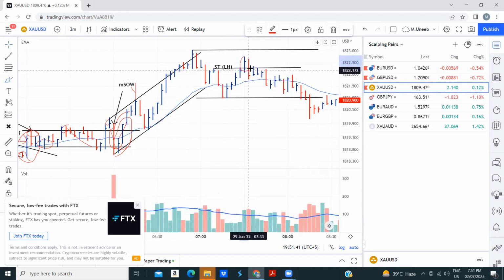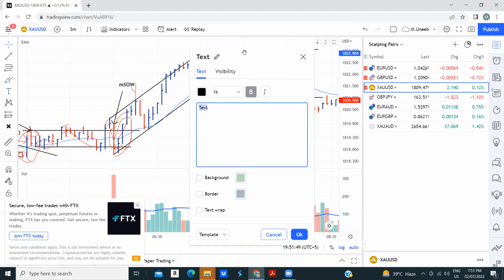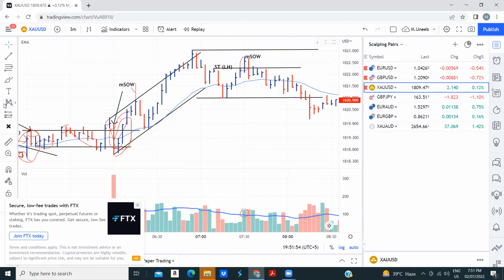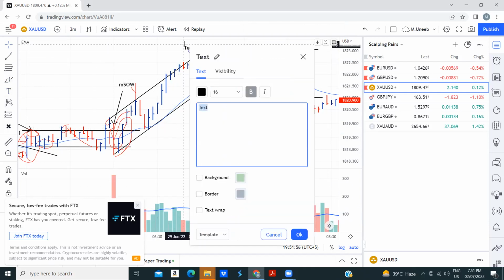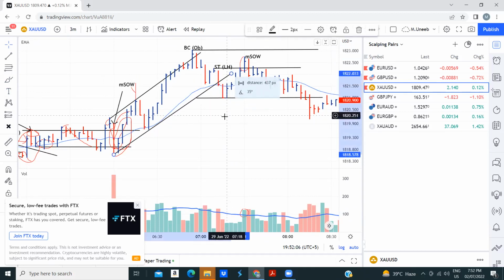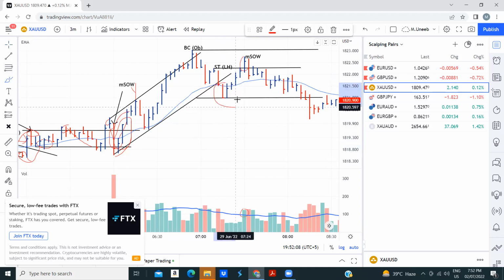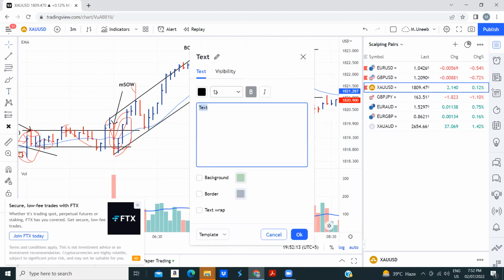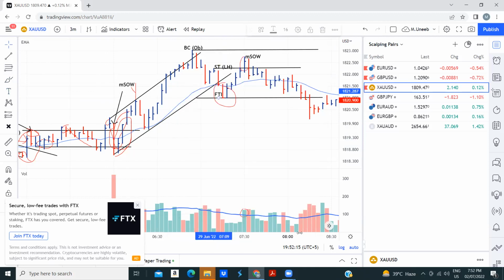This is effort versus no result. Now this effort versus no result will succeed. Why? This is a major sign of weakness. Okay. Sorry, minor sign of weakness. And this comes after what? Buying climax. Make sense? And now if we draw this channel here to the upside, what do you achieve here? FTI, right? Understand?